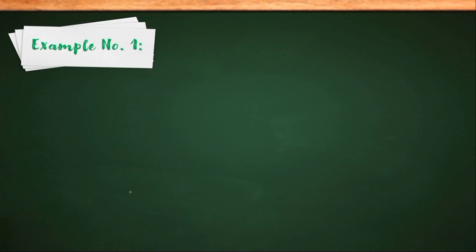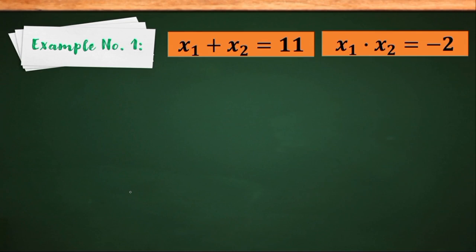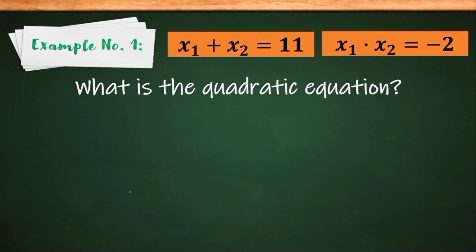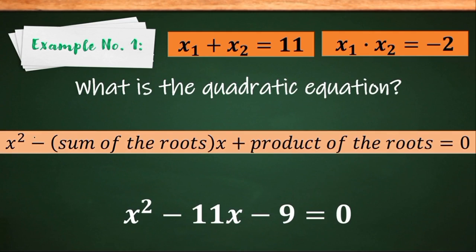And last example, the sum of the roots is 11 and the product of the roots is negative 2. What is the quadratic equation? Again, follow this formula. X squared minus the sum of the roots, 11, with x, and then plus the product of the roots, negative 2. This should be negative 2, a typographical error, equals 0.